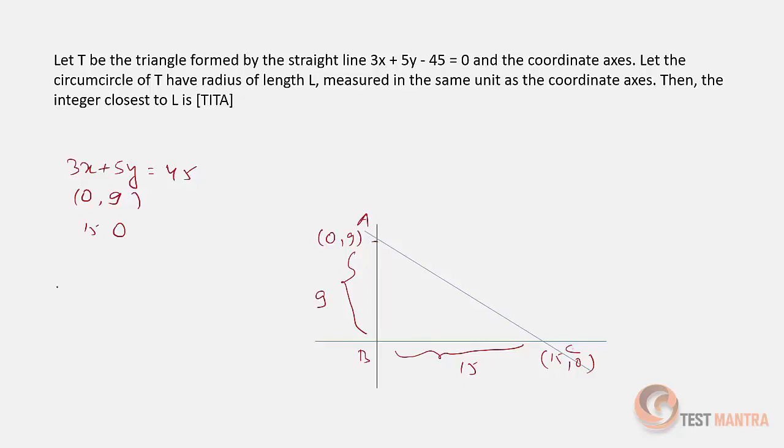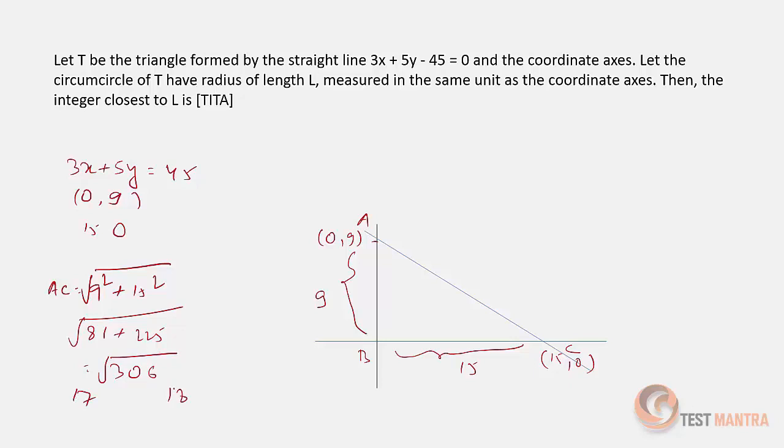The length of AC will be the square root of 9 squared plus 15 squared. This is not a Pythagorean triplet. If it were a Pythagorean triplet, your answer would be an integer, but since it's not, they have used the term integer closest to L. So let's find the square root of 81 plus 225, which is the square root of 306, and that lies between 17 and 18.